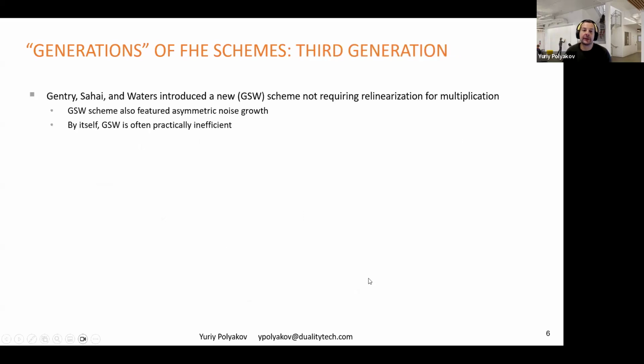So the third generation: a major ingredient in that third generation is a scheme by Gentry, Sahai, and Waters, the GSW scheme, which featured a couple of interesting new capabilities. So first, to perform homomorphic multiplication, relinearization was no longer needed.